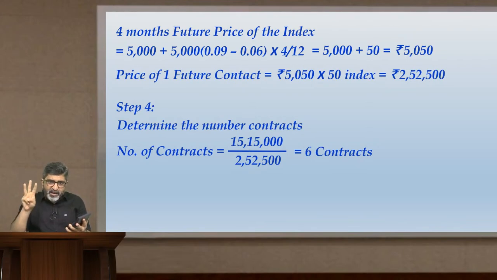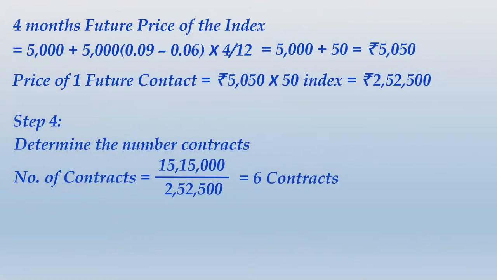That 300 index, once you get, each contract has 50 index. So the number of contracts will be 6 contracts. Even that way you can work out 6 contracts. So quickly take the screenshot of this working and then I take you ahead.